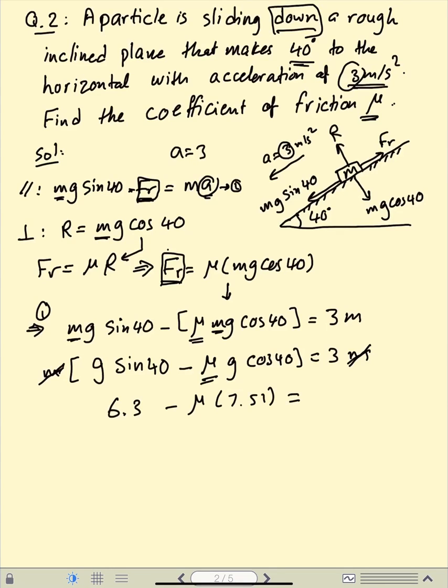7.51 mu is equal to 3. So 7.51 mu is equal to 6.3 minus 3. So mu is equal to 3.3 over 7.51, which gives us 0.439 to 3 significant figures.